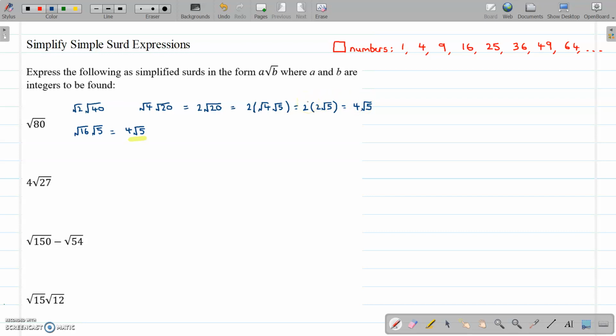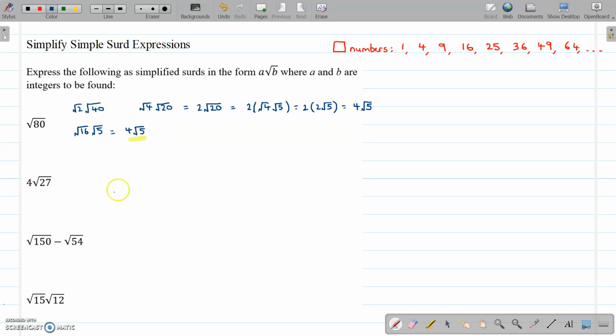So what is a fully simplified surd? What are we actually aiming to achieve? Because both of those are in the form a root b. Well, it's simply this: we're looking to find the largest possible number outside the square root and the smallest possible number inside the square root. And that's what we've done here.